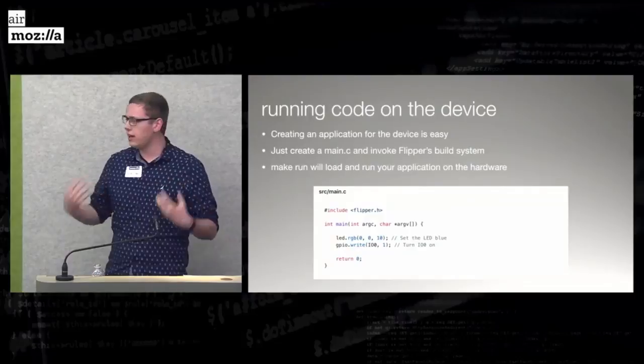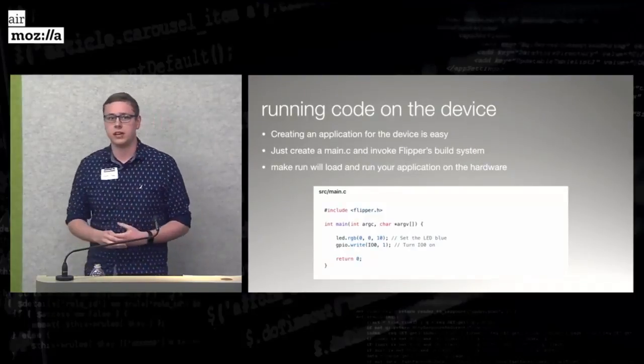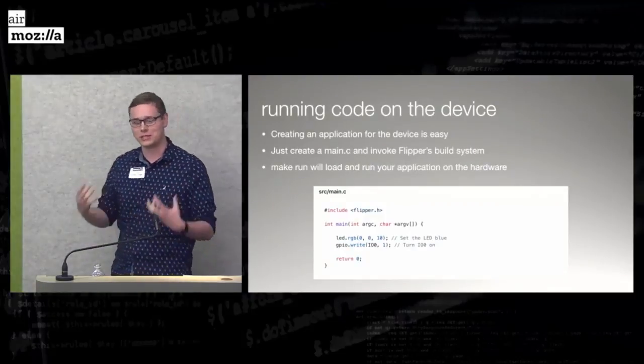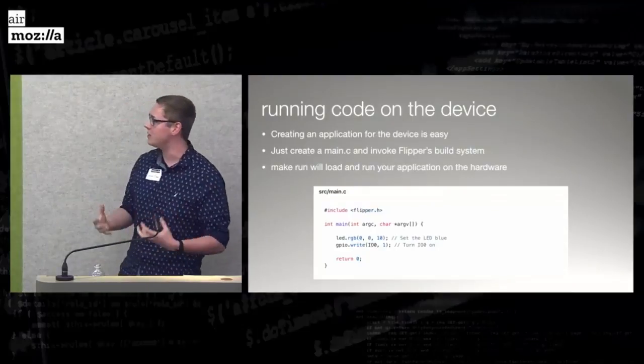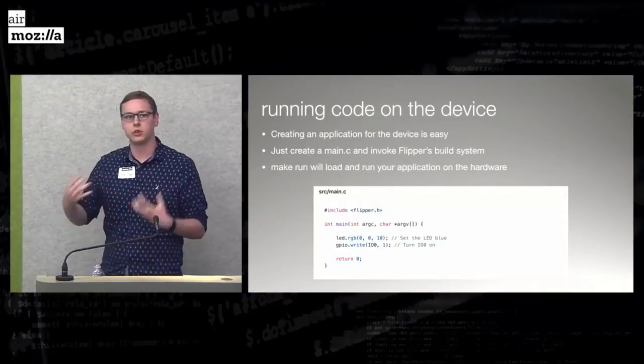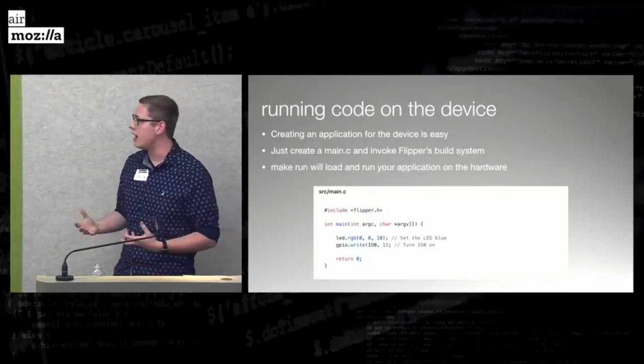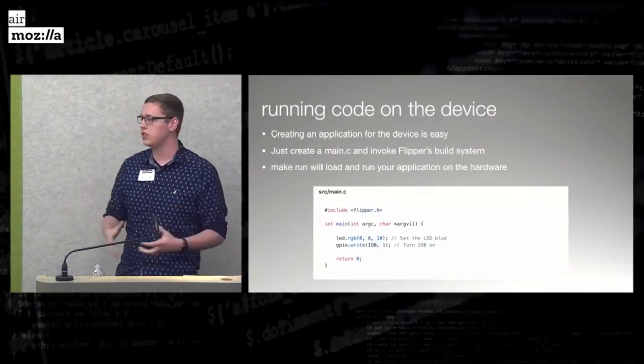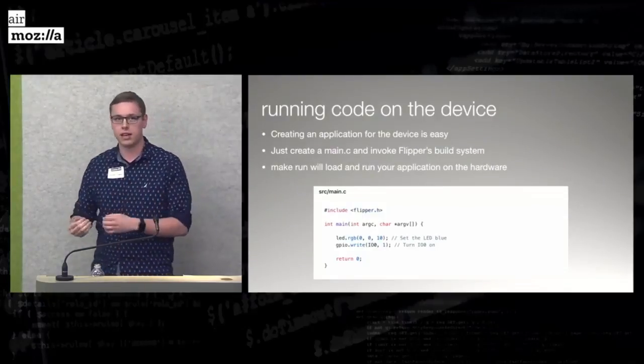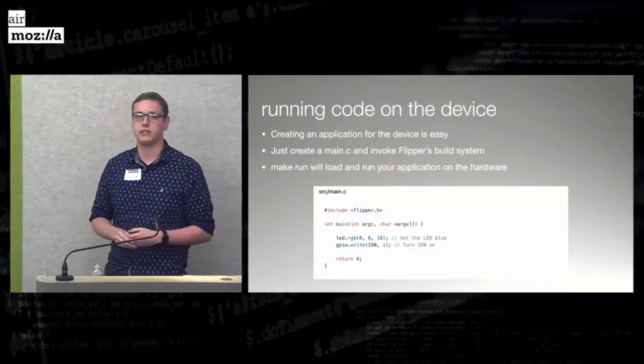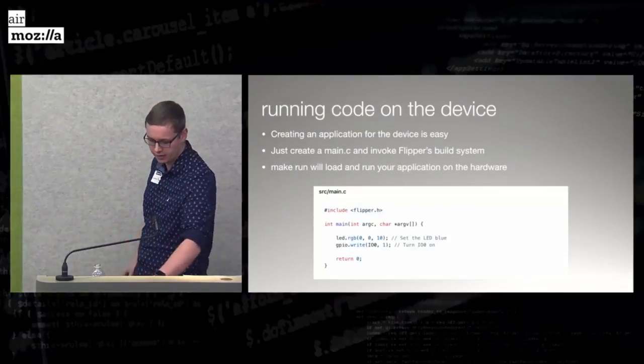So creating code that runs on the device is super easy. Pardon my C example here, but we're still working on getting the Rust tools set up to compile to the hardware. You just create a main function, put your API calls in here, and then our build system will build that. You can run make run, and then it'll be loaded directly onto the embedded system and start running.